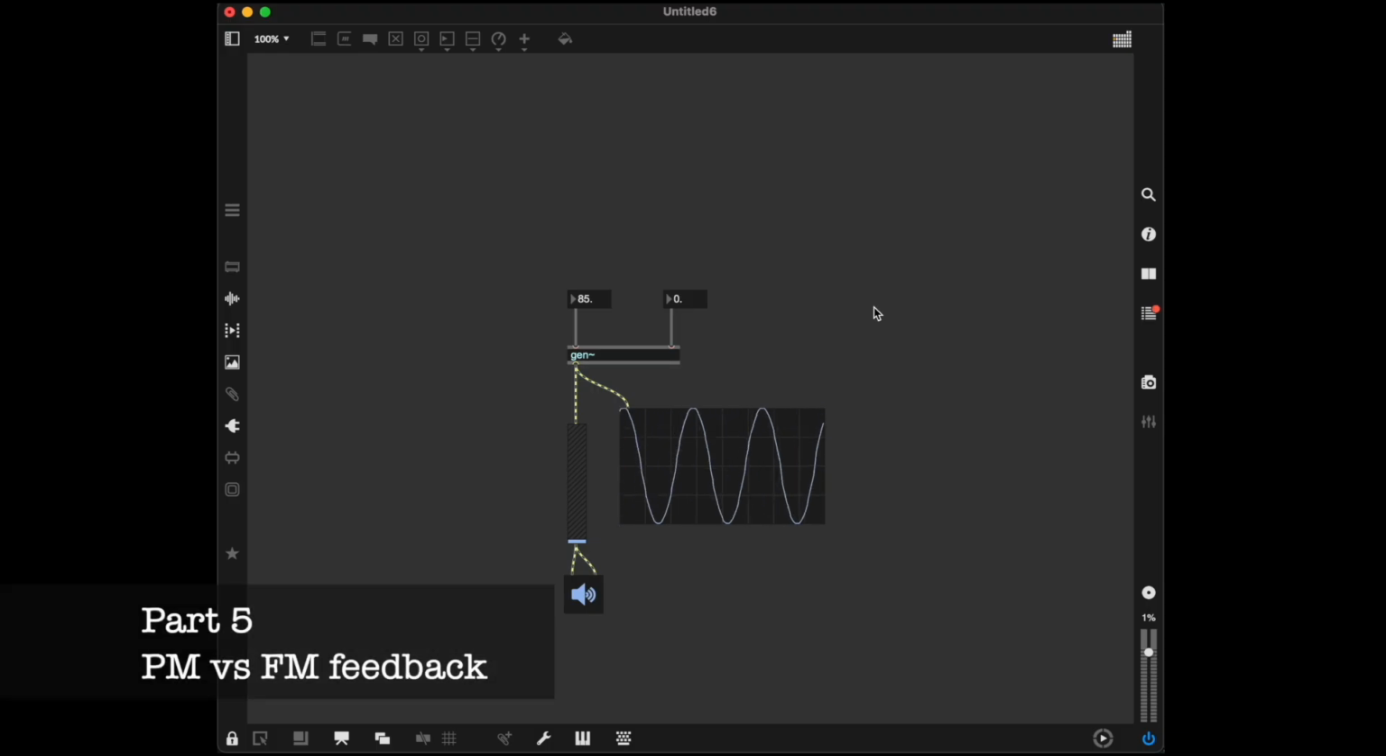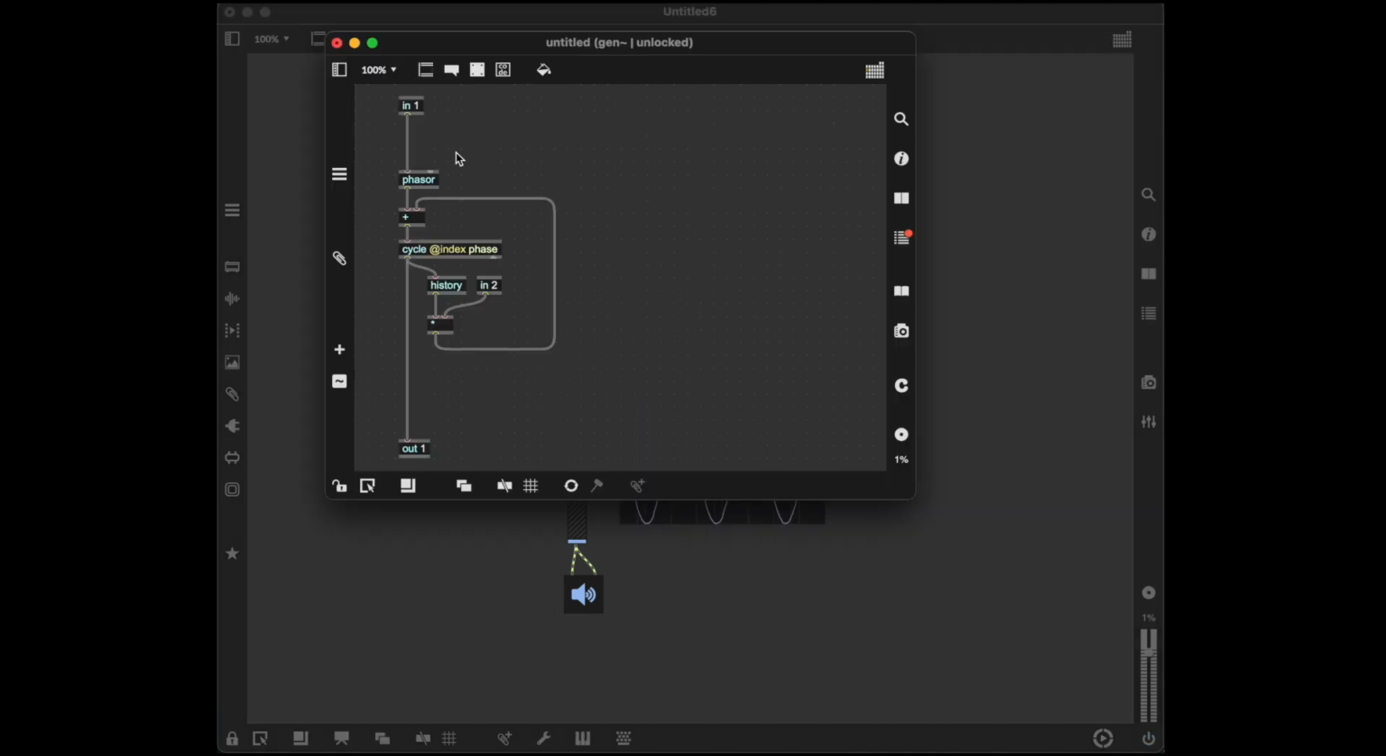Okay, so the last thing I'm going to show you is feedback and the difference between FM feedback and PM feedback. I have the normal setup, phase accumulator to table, and from the sine wave that we hear, I have this going into a history object, and what that does is it takes one sample from this, like the previous sample from this one, and that's it.